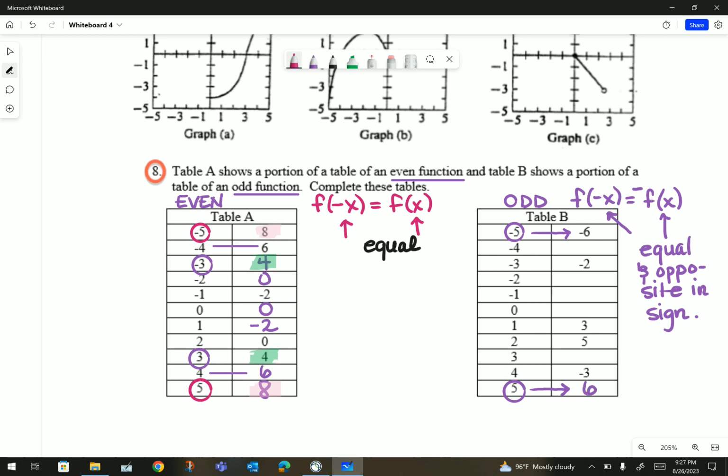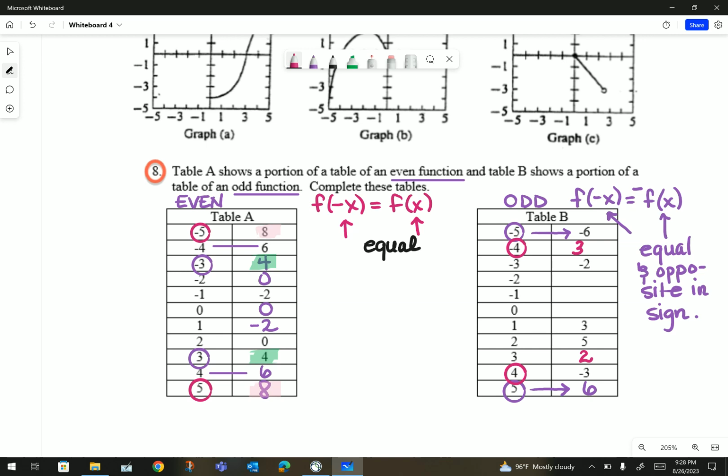Okay, let's try another one. We have to find what negative 4's output is. To find negative 4's output, we need to go to positive 4. Since it's an odd function, it has to be the opposite, but the matching number of the other one. So negative 3 would be a positive 3 for negative 4. I'm doing the opposite this time. Negative 3 was matched to negative 2, so 3 would be matched to positive 2.